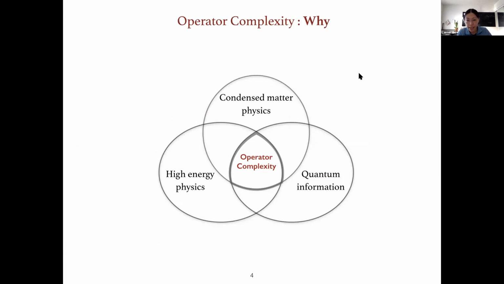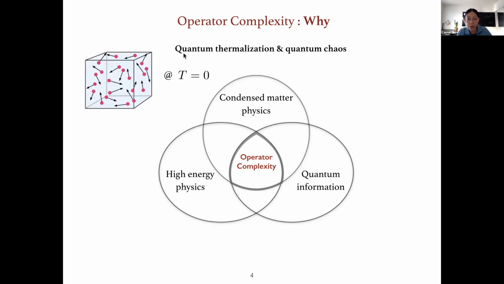Well, as I said, it's tightly related to quantum thermalization and quantum chaos. Quantum thermalization refers to the emergence of local thermal behavior in an isolated quantum system. For instance, if I have a collection of cold atoms, cooled down to almost zero temperature, I can perform a quantum quench on the system by suddenly changing the boundary condition. And I can watch the system equilibrate and settle into a steady state.